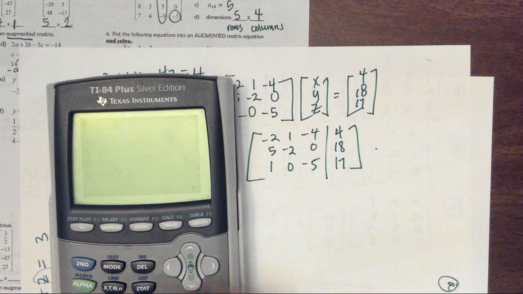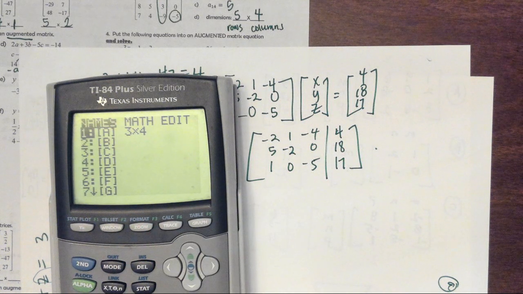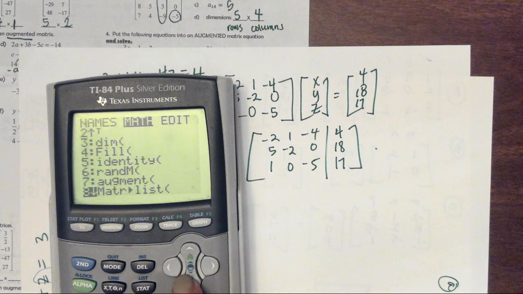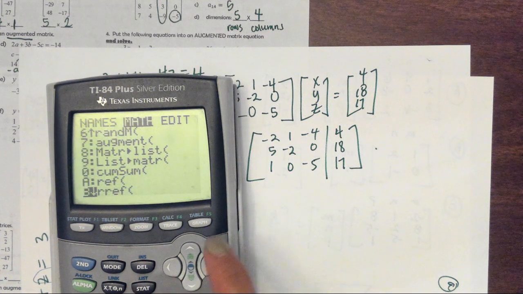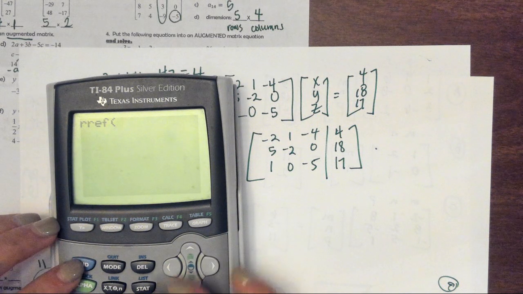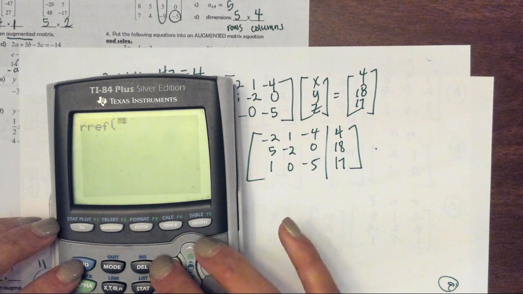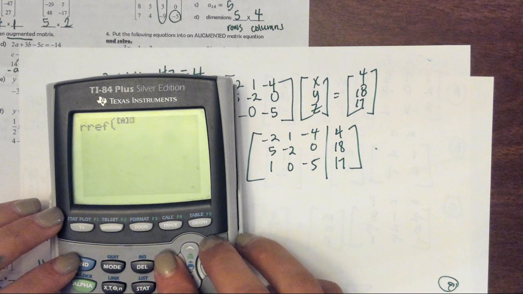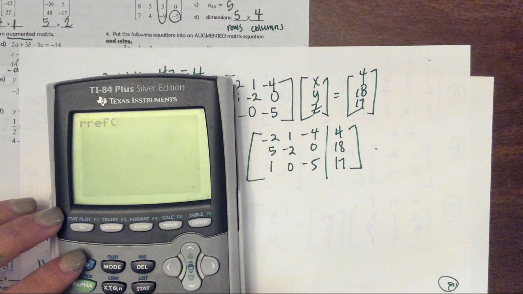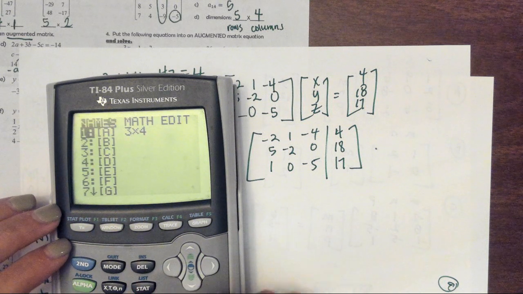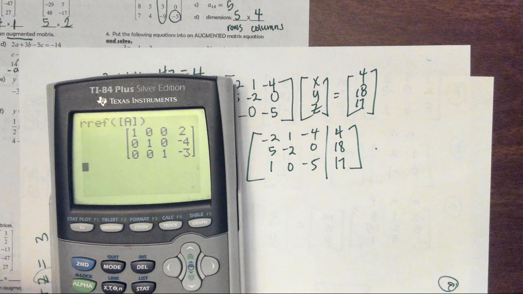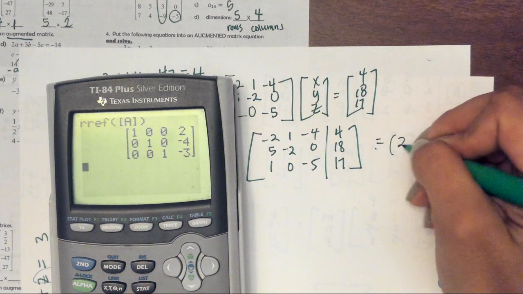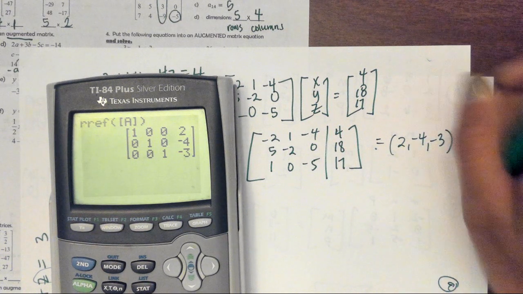Okay, go to my quit, second matrix. I'm going to scroll to math, go to my arith, there you go, enter, and then I'm going to put matrix A, oh man, I messed it up, there we go. Second matrix, matrix A, and my answer next to the identity matrix is going to be 2, negative 4, negative 3.